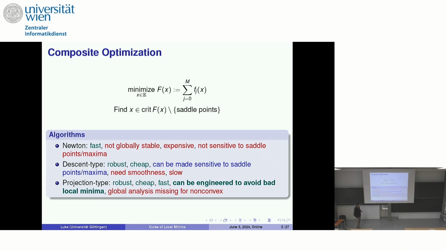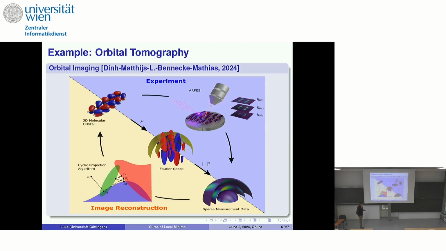I'm trying to develop more sharp statements about that. But the problem with the projection type methods is that a global analysis for non-convex problems is generally missing, I would say. So the test problem that's kind of guiding my intuition for this is this orbital tomography problem.